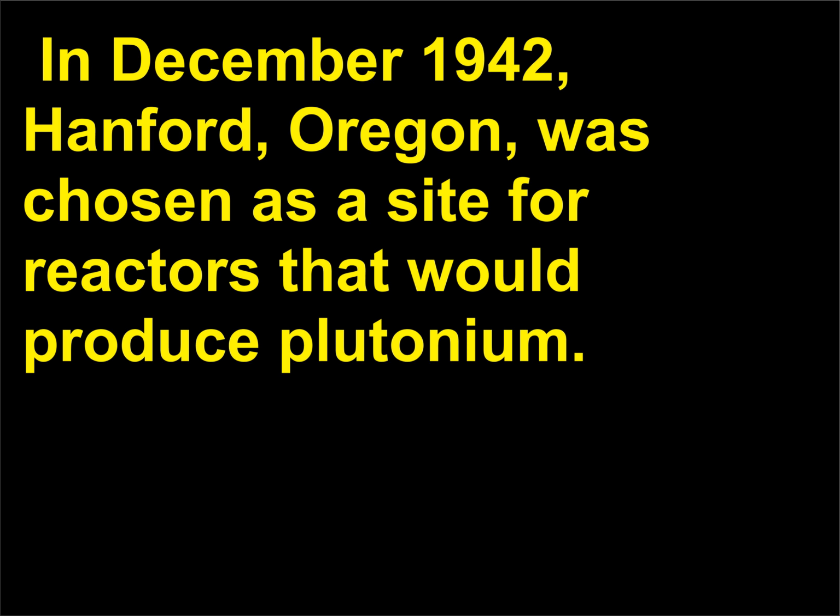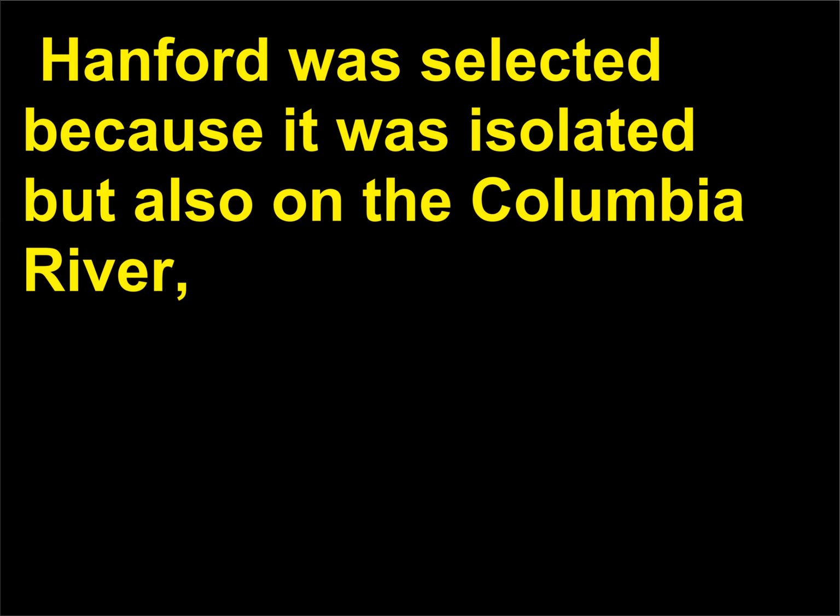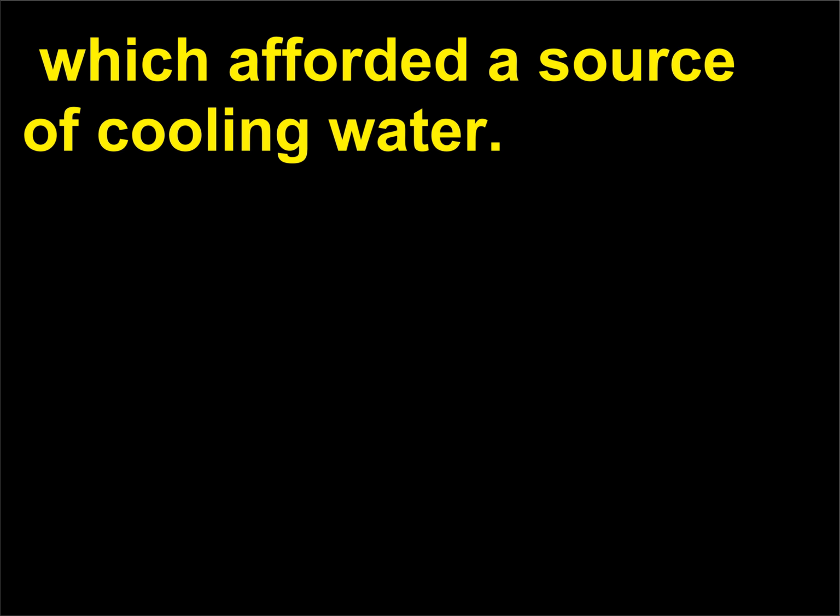In December 1942, Hanford, Oregon, was chosen as a site for reactors that would produce plutonium. Hanford was selected because it was isolated but also on the Columbia River, which afforded a source of cooling water.